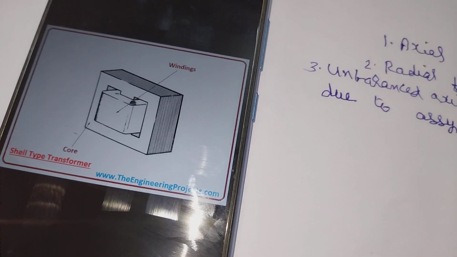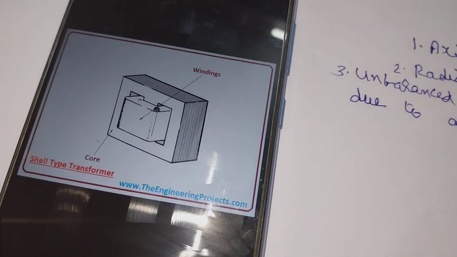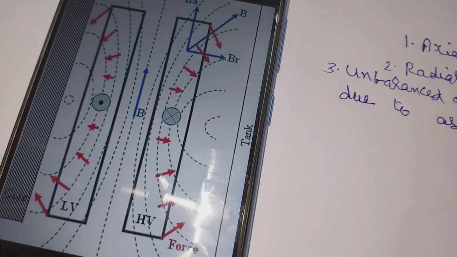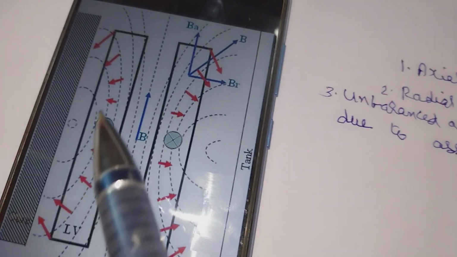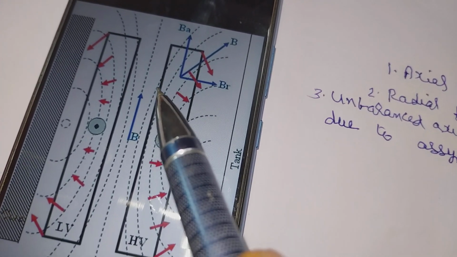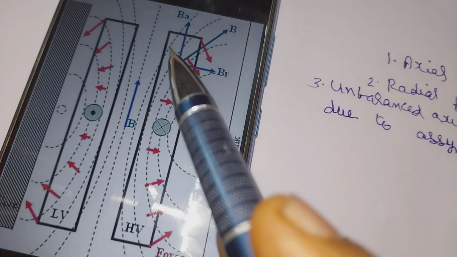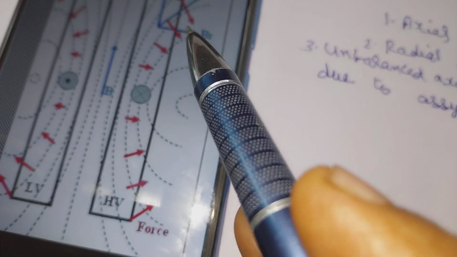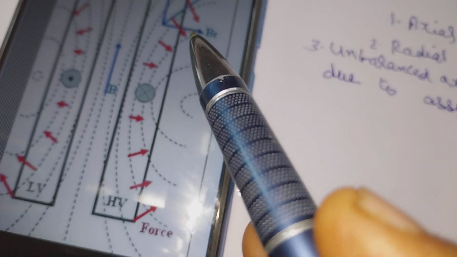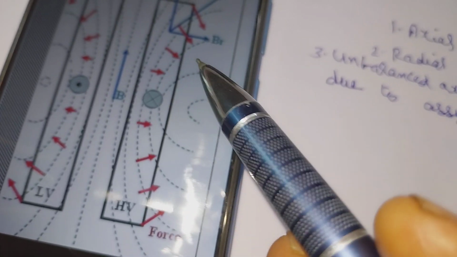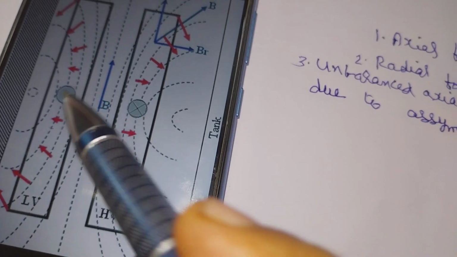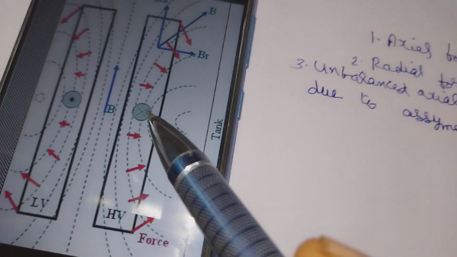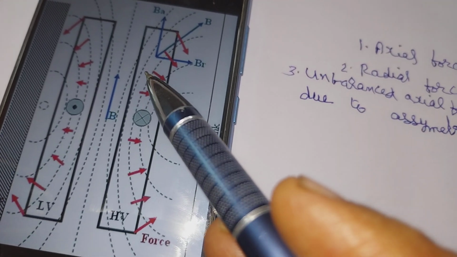Next is axial forces. The winding currents interacting with the radial component of leakage flux. The winding current linking with the radial component of the leakage flux produces axial compressive forces tending to squeeze the winding together at the middle. At the middle, these axial forces will try to squeeze each other.